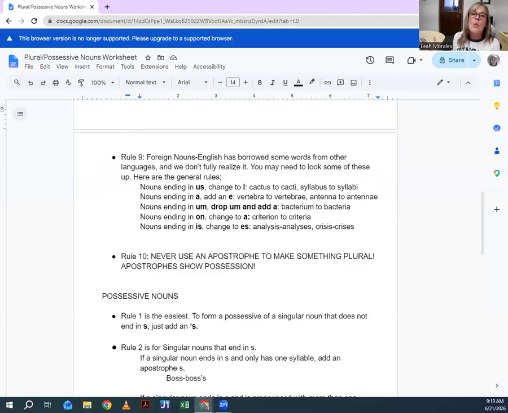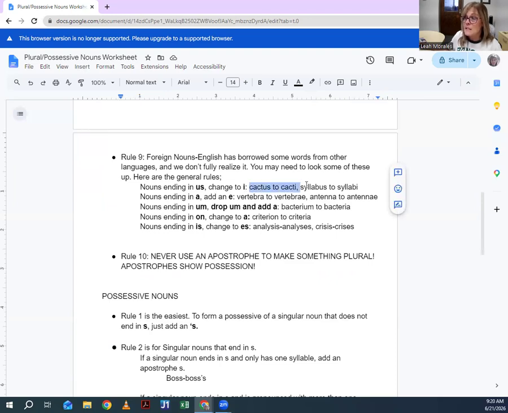Rule number 9, this one is really complicated because they're foreign nouns. And here's the thing. English has borrowed so much language from so many other cultures and countries and languages that we often don't even know that we have a word in the middle of our sentence that we speak just like it's an English word, but it came from another language. So often you may have to look these up because they can get really different, but here are the general rules.